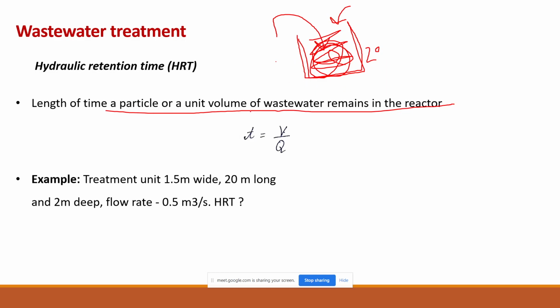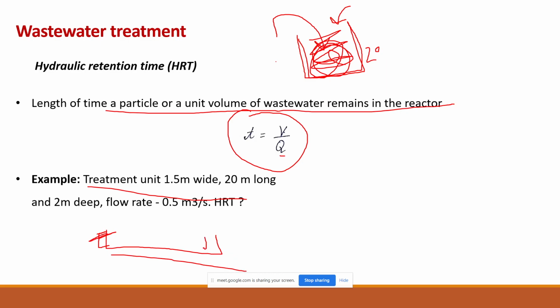Now the simple formula is V by Q, that is volume of the reactor divided by the flow rate. Fine. So this gives you the HRT, or the hydraulic retention time. Now there is a simple example. Just solve it right now and provide me with the answer. You have a treatment unit which is 1.5 meter wide, 20-meter long and 2-meter deep. Plus the flow rate of the wastewater is 0.5 meter cube per second. So what will be the hydraulic retention time?